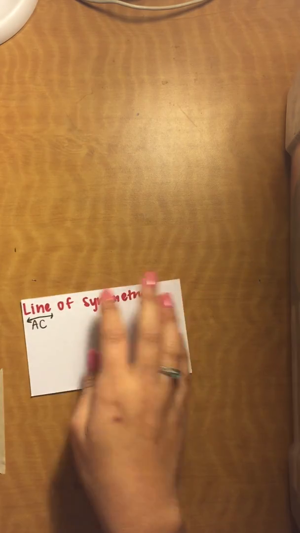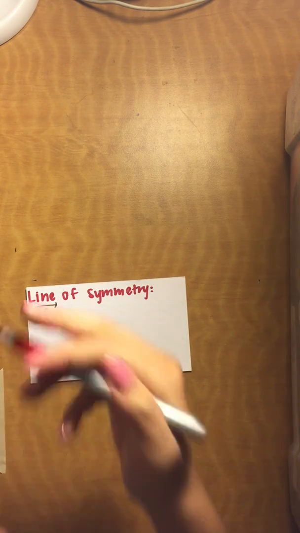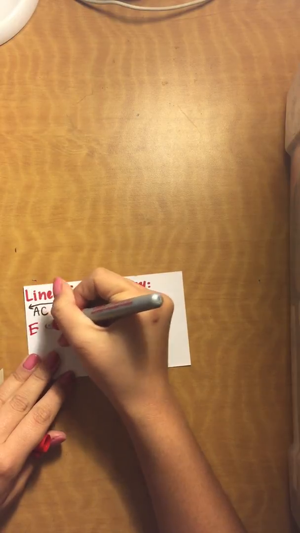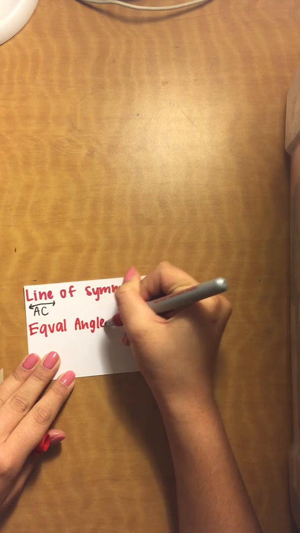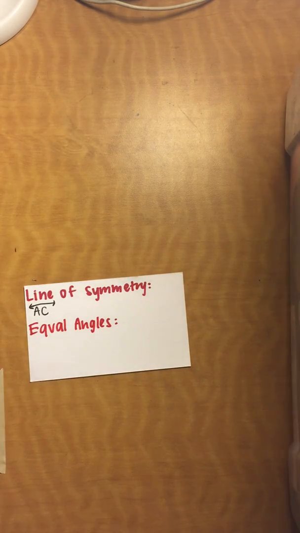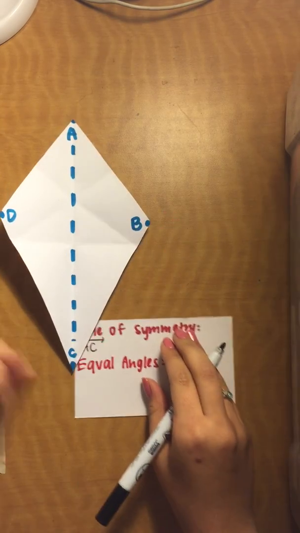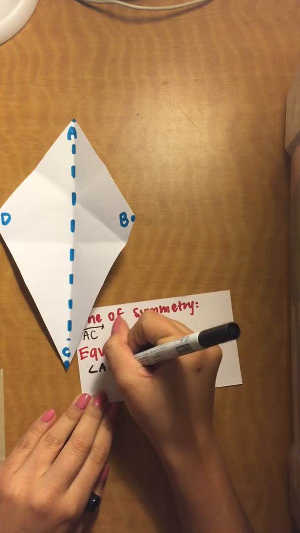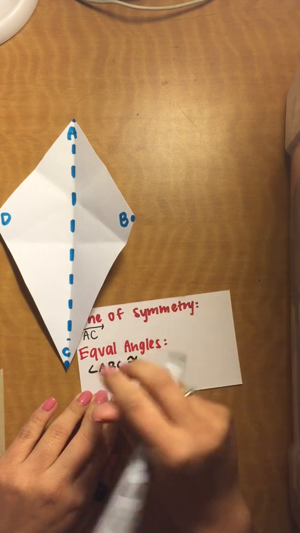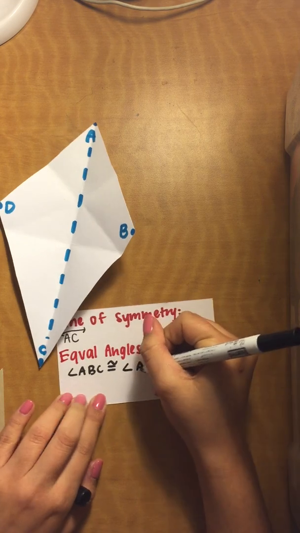So let's write that down. So we'll write equal angles. So we said that angle ABC is congruent to angle ADC.